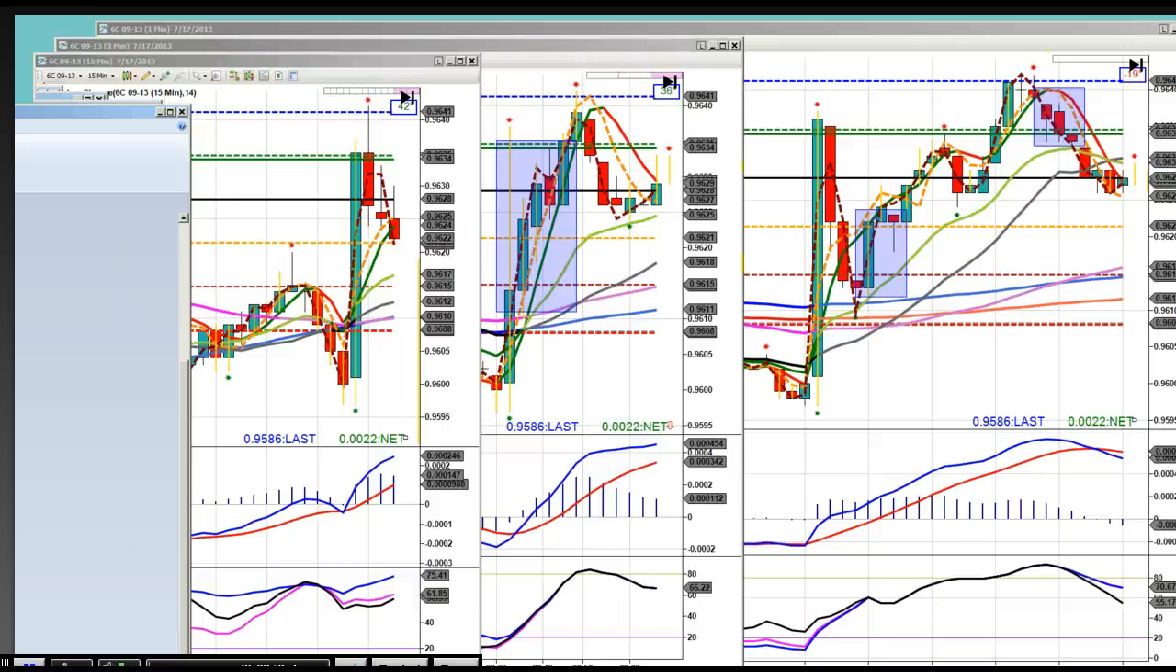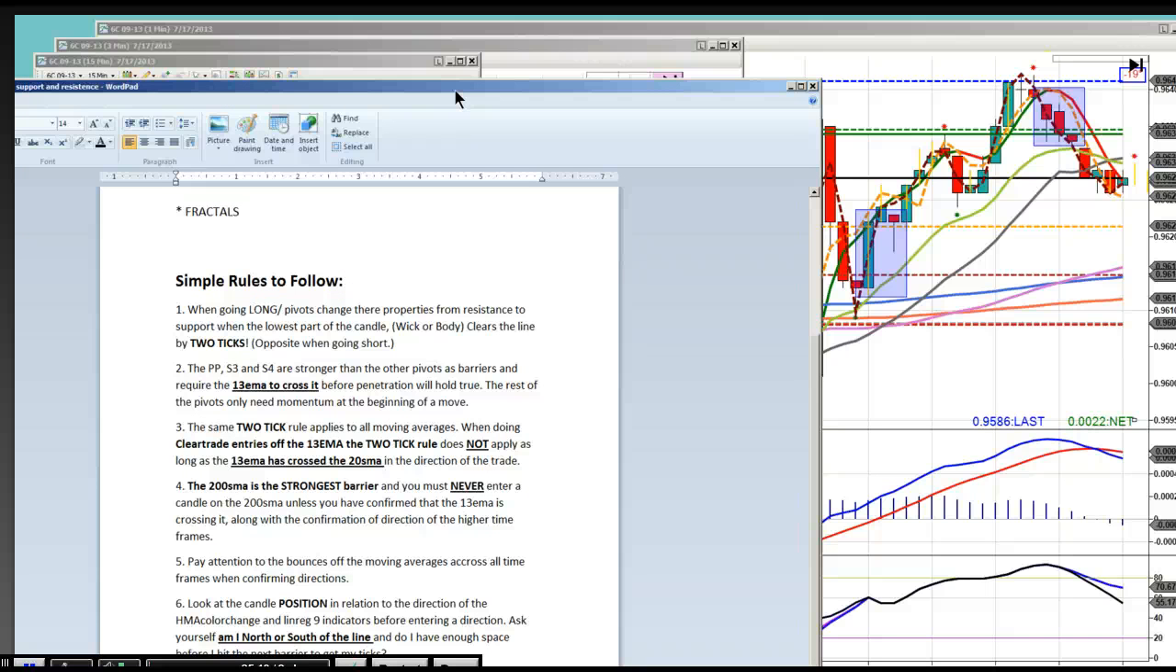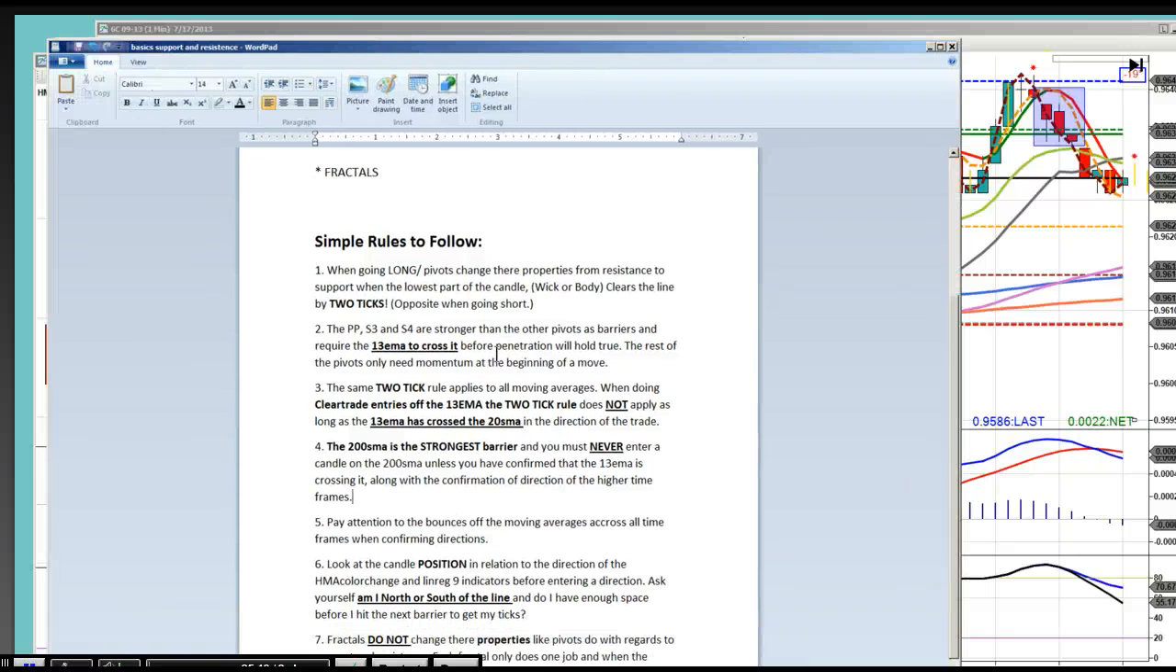So we all know about the PP, S3, S4 and the wooden floors, and what the difference is. Now, the same two-tick rule that we just talked about applies here, because remember, pivots change their properties from support to resistance, resistance to support, when the bar has cleared by 2 ticks. But the same two-tick rule also applies to moving averages when doing your clear trades.